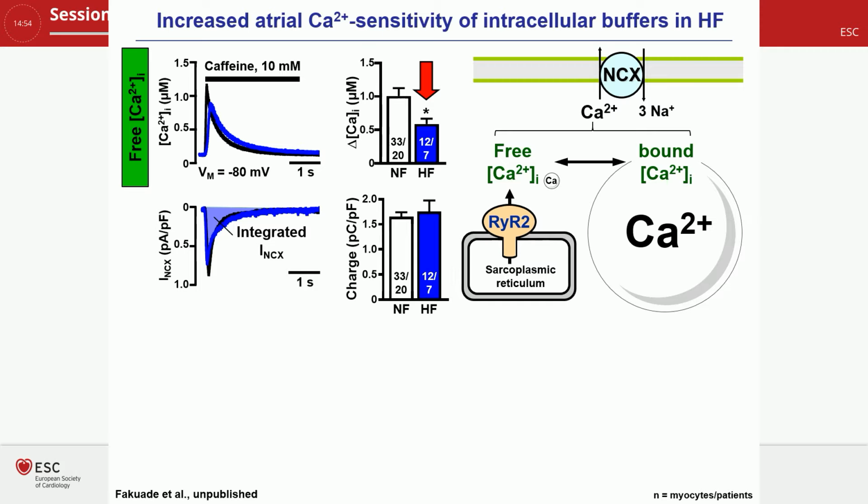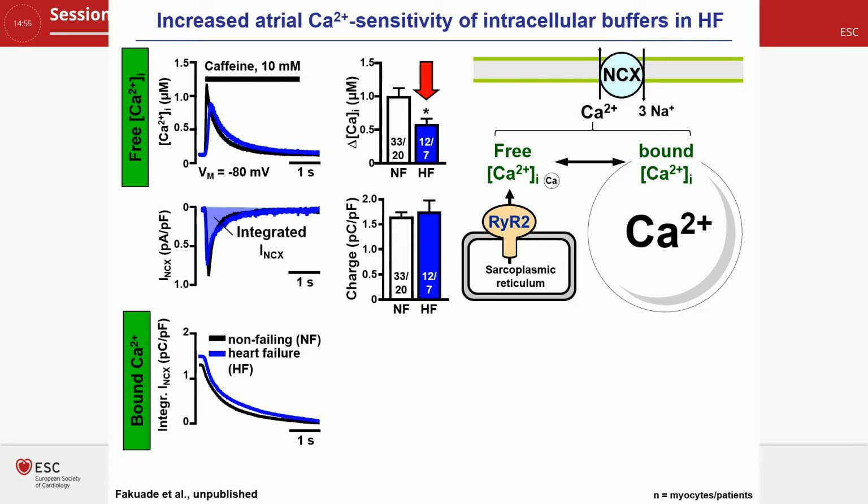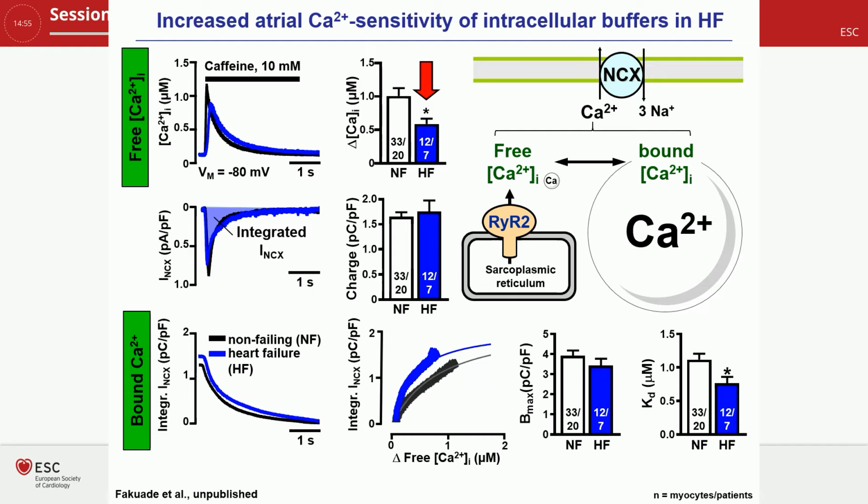This could explain the difference, because the indicator measures the free calcium, and the integrated NCX current measures the total calcium release during the caffeine puff. To quantify this buffering, we used the protocol established by Andy Trafford and David Eisner. We plotted this integral, this area, during the decay of the calcium transient versus time. So we have a measure of the total calcium during the time, and then we plotted the total calcium versus the free calcium.